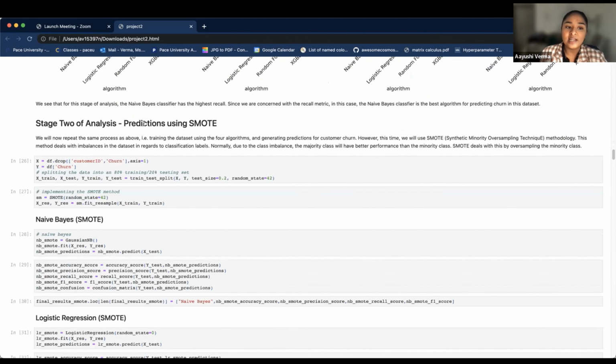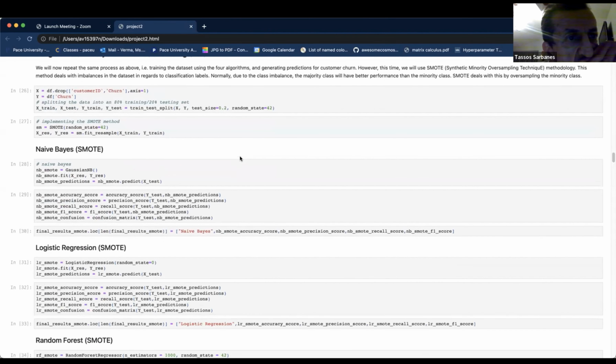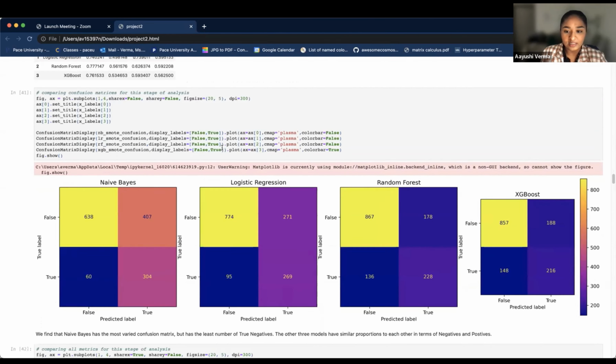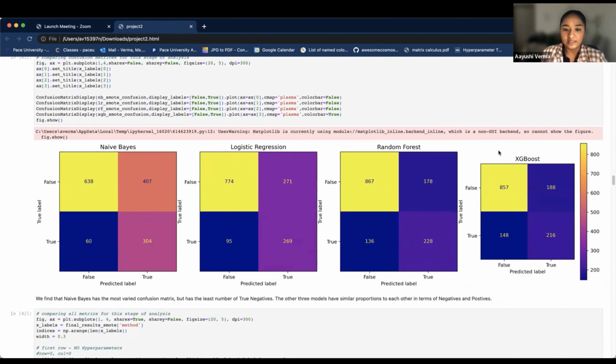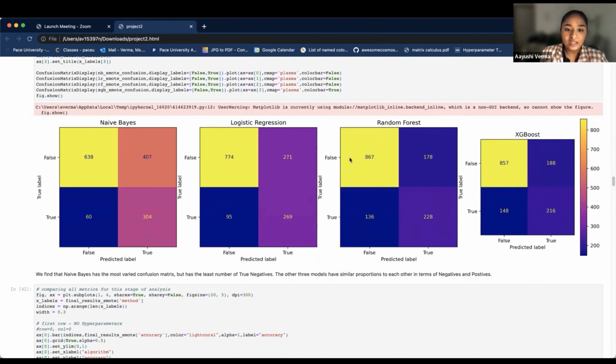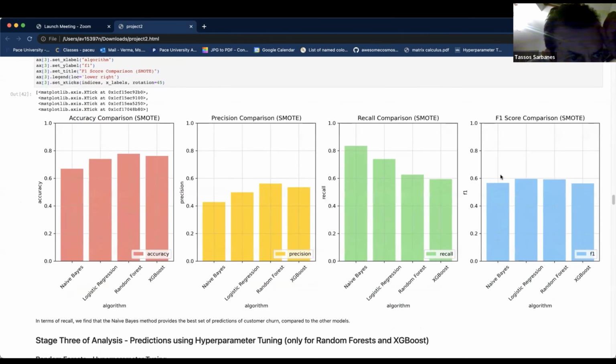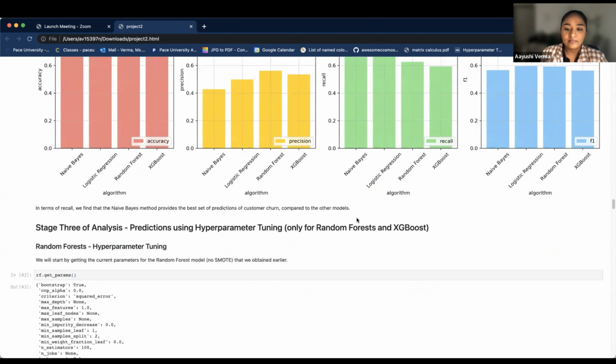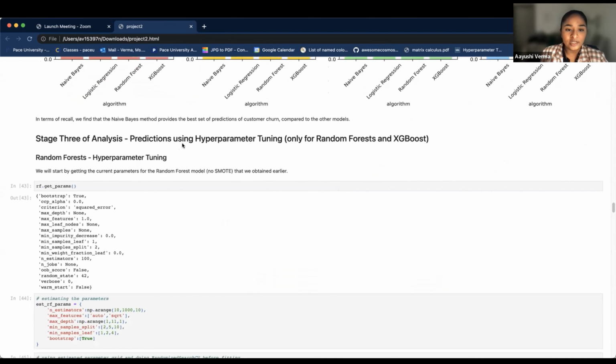The next stage of analysis is using the SMOTE technique. Again, I redo that for all 4 models, and these are the confusion matrices for the SMOTE models. Comparing the metrics, we find that once again, in terms of recall, the naive Bayes classifier is the best. The next thing was predictions using hyperparameter tuning, only for the random forest and XGBoost.